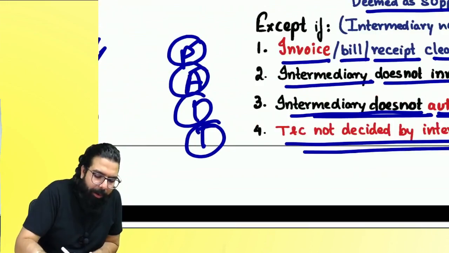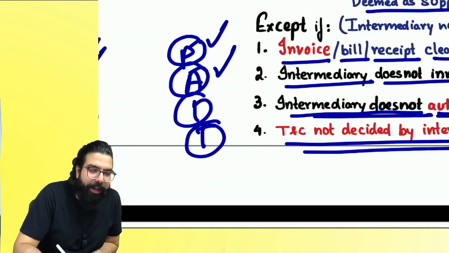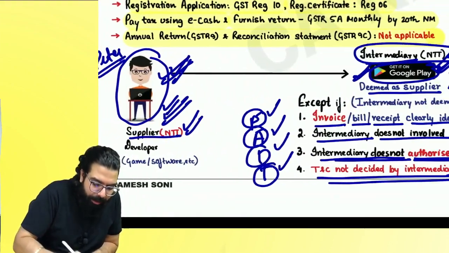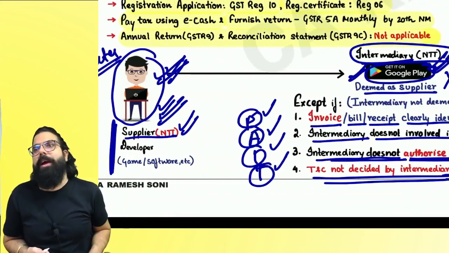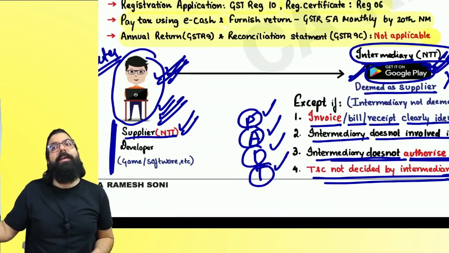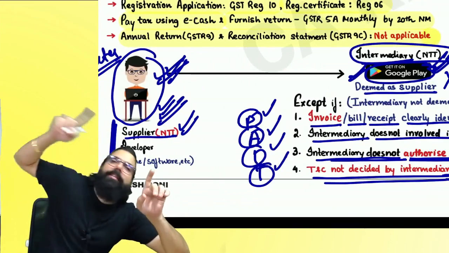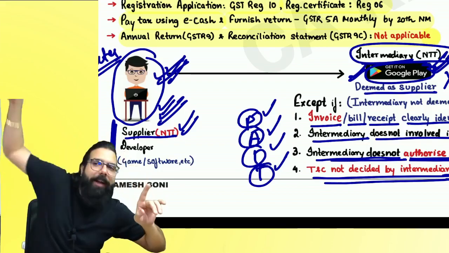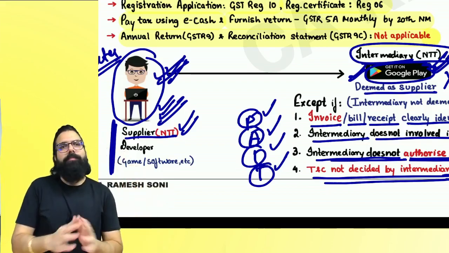Tell me one thing. Number 1, payment. Number 2, authorizing of delivery. Number 3, invoice. Number 4, terms and conditions. If they are in his name, then who is the supplier? The actual supplier. He will be the OIDR providing services in India. He will be liable to take registration, collect the GST and pay to the government.